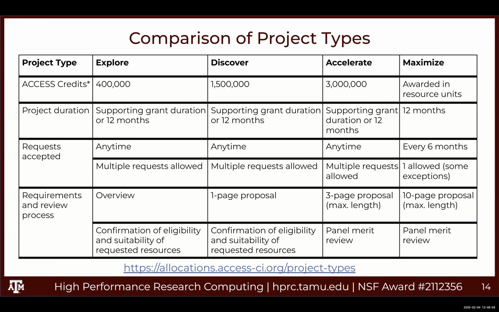As you can see down here, as each one goes by, it gets bigger. There's a 1-page proposal for the Discover, a 3-page proposal for the Accelerate, a 10-page proposal for the Maximize. Because you're getting a lot more resources, you need to justify why you need those resources. And these first two, again, are fairly quickly and easily approved, but the other two have a panel merit review, so it might take a little bit longer.